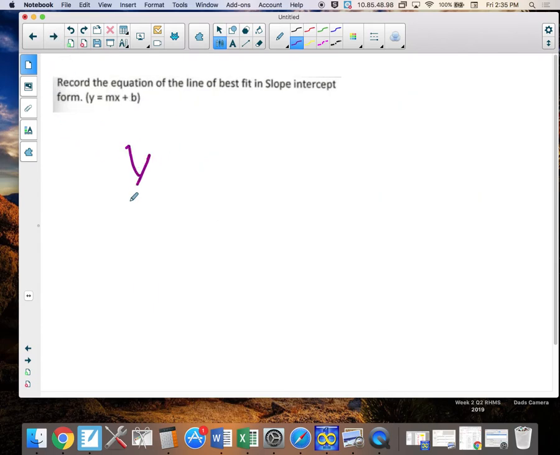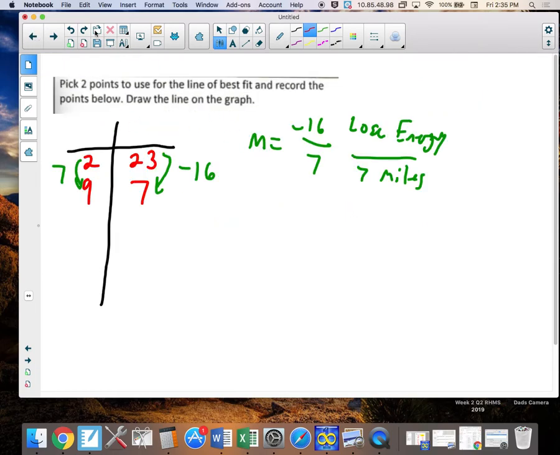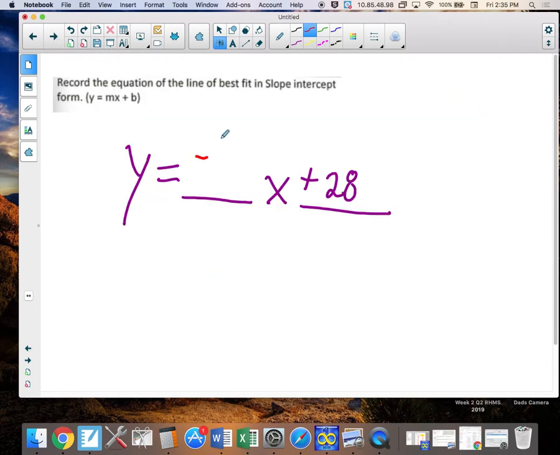Record the equation. Well, we've got the two pieces on 2 of our other problems. We just got our y-intercept. It's 28. Our rate of change, which we found right here, is negative 16 over 7.